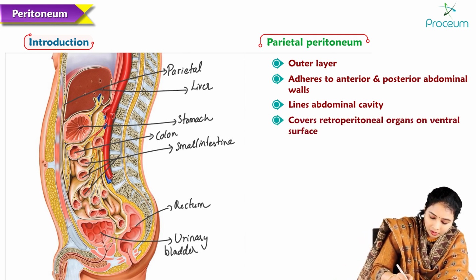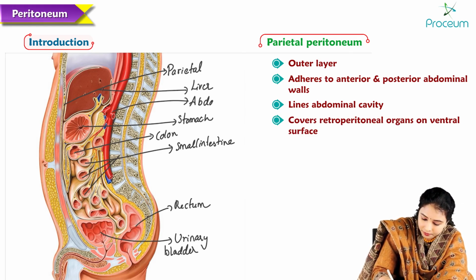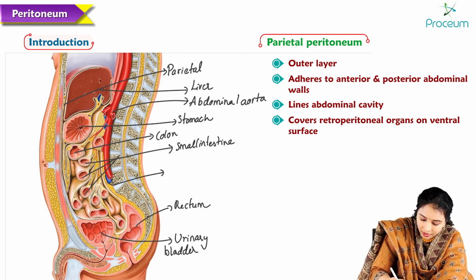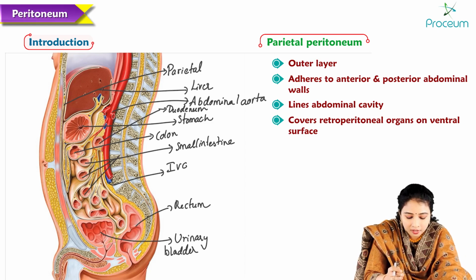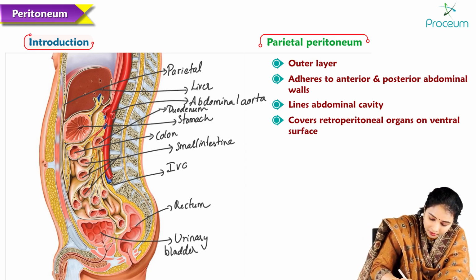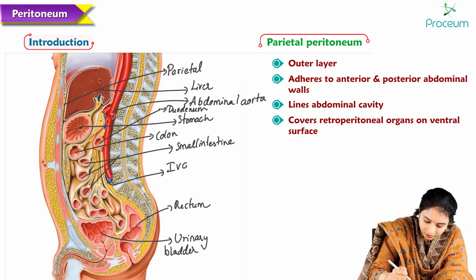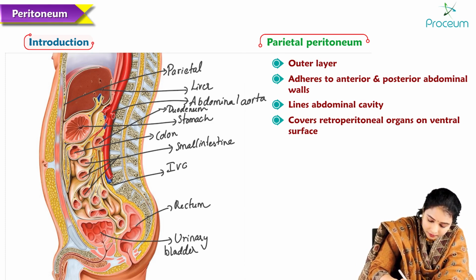So retroperitoneal organs, posteriorly we can see the abdominal aorta, and along with it the vein is the inferior vena cava, and so it covers the retroperitoneal organs like duodenum. So retro means behind and retroperitoneal organs means the organs which are behind the peritoneum, like you can see the duodenum, pancreas as well.